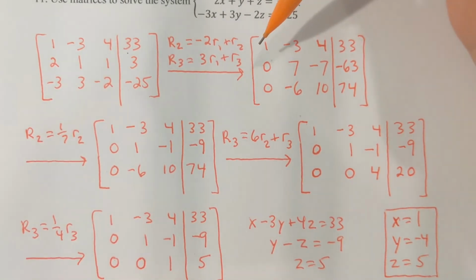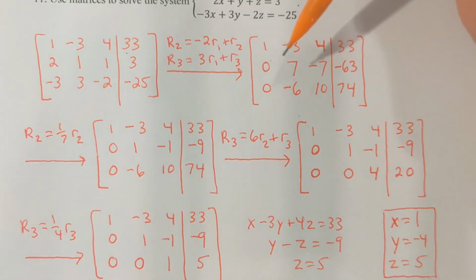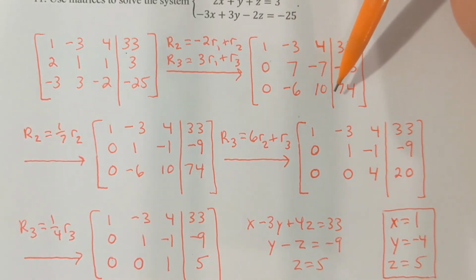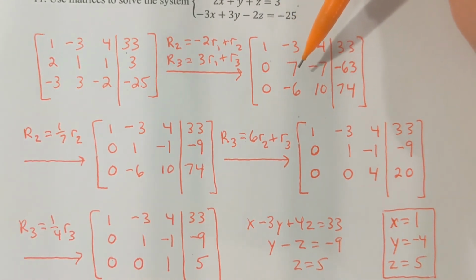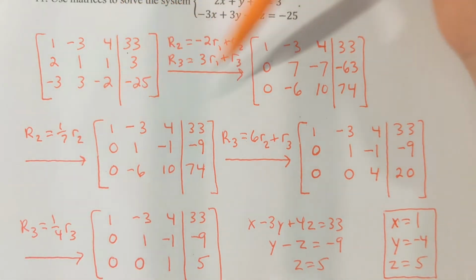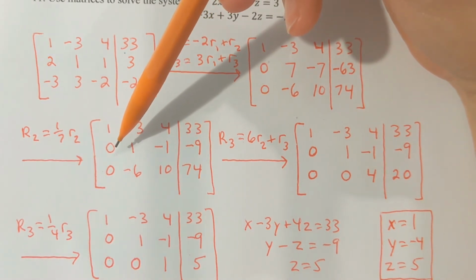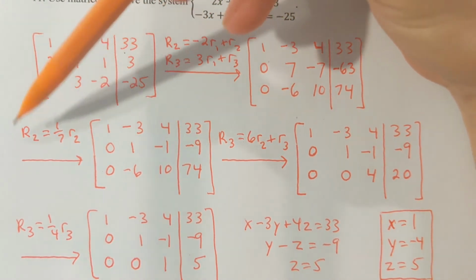Okay, now at this point column 1 is set, and so now I'm going to move on to column 2. And again, I'm trying to get 1s down the diagonal here, so the next step would be to have this 7 turn into a 1. Well, if I just simply multiply all the numbers in row 2 by 1/7, then I'll have that 7 turn into a 1 and still keep the 0 to the left of that. Okay, so that's what I've done here on the next step.